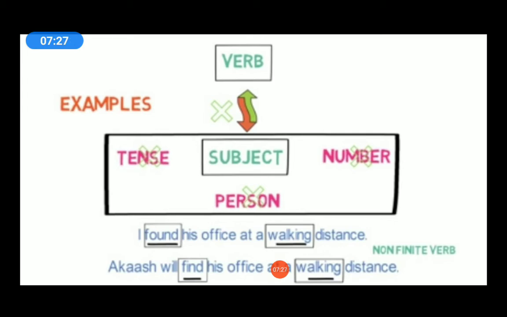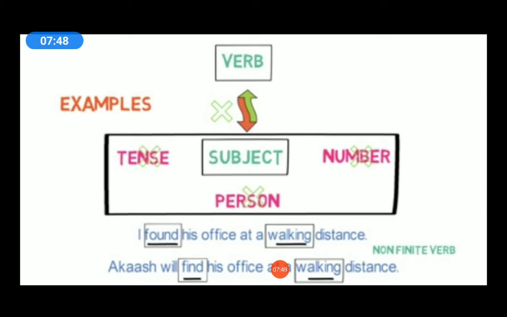Non-finite verbs are opposite to finite verbs. That means they don't change their form. They are not limited by the number and person of the subject. And they don't change their form when the tense of the sentence is changed. Here are two examples. See, I found his office at a walking distance.